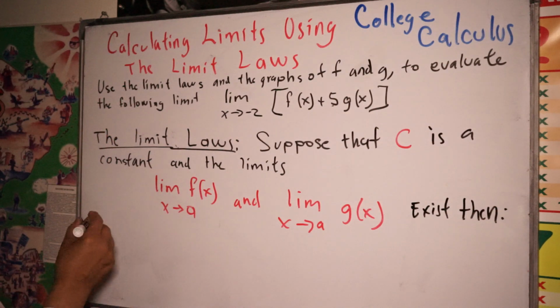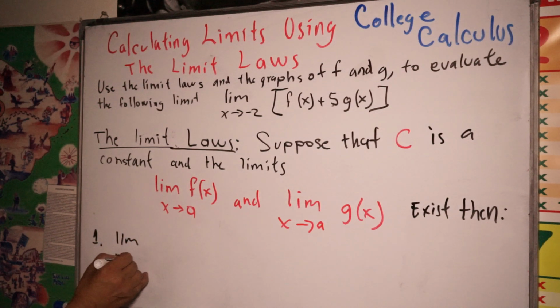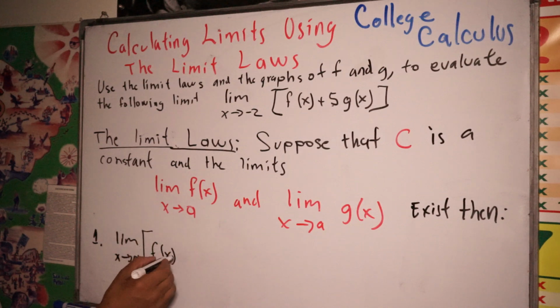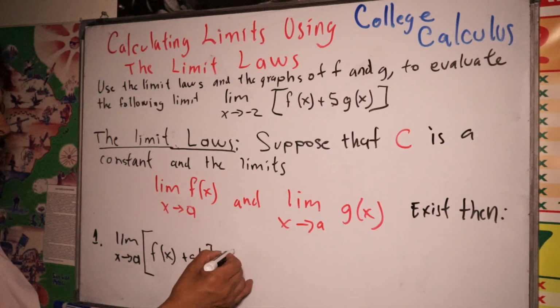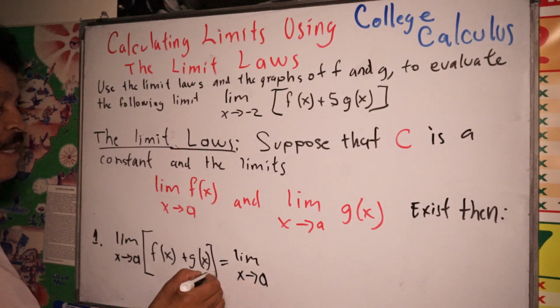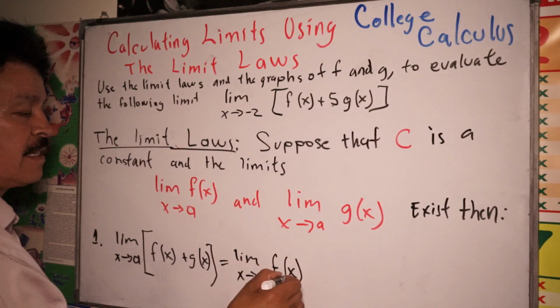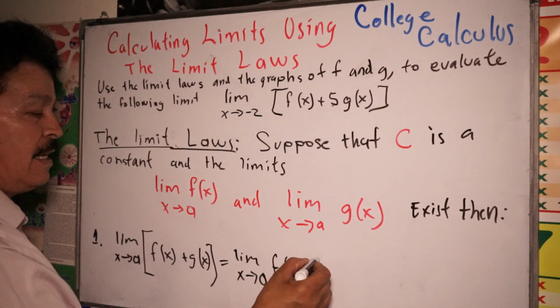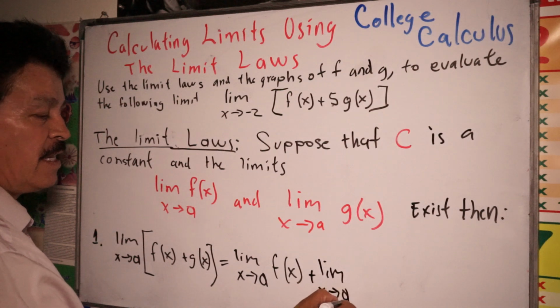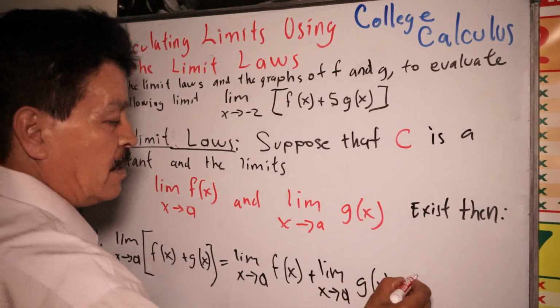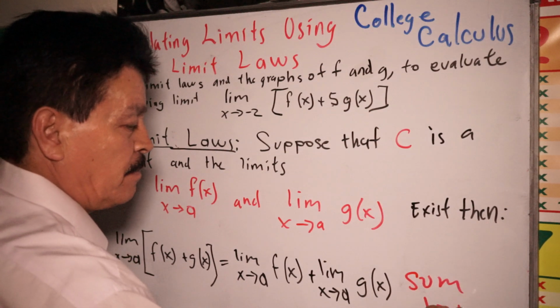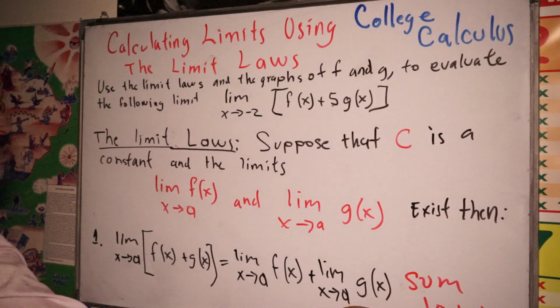Let's write the first one. The first law is the limit as x approaches a of f of x plus g of x, which equals the limit as x approaches a of f of x plus the limit as x approaches a of g of x. This is the sum law.